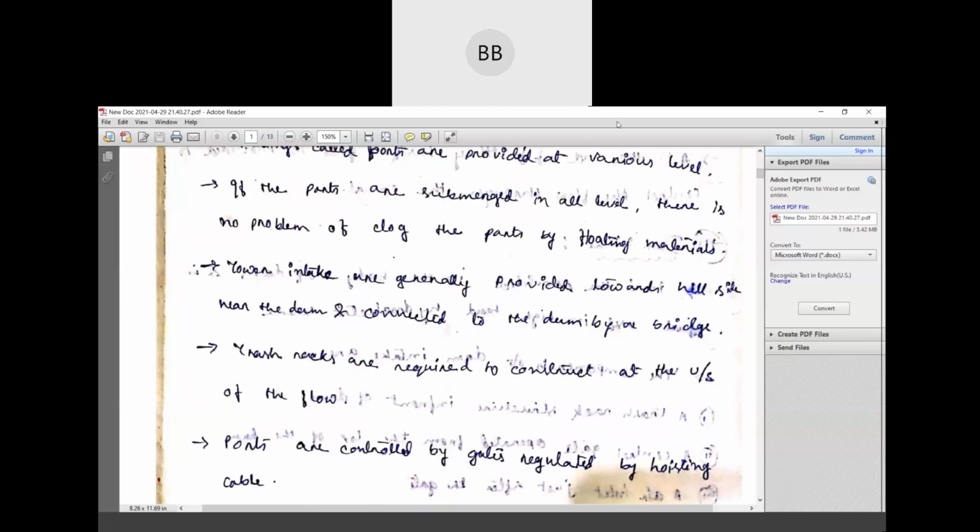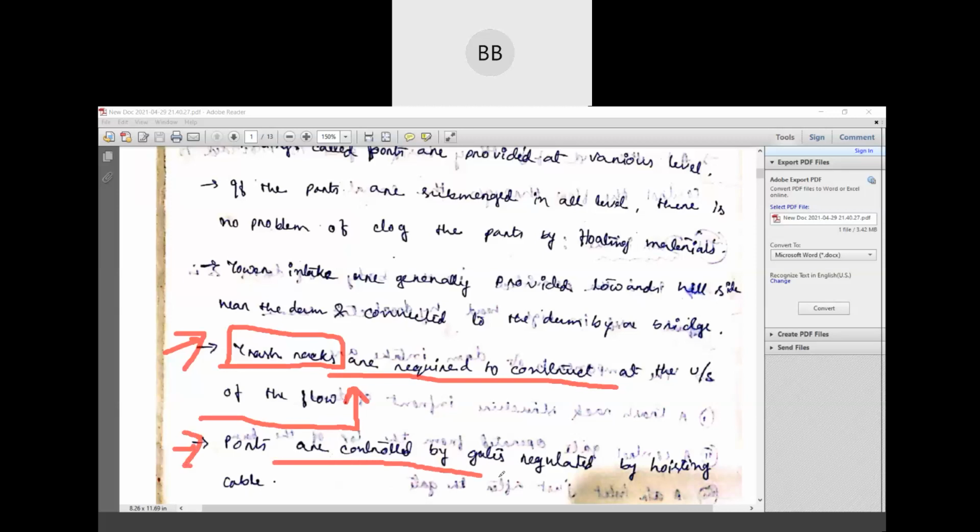Next point you write: trash racks. Trash racks are constructed at the upstream of the flow. I think you all know the purpose of the trash rack, we have already discussed it many times. And the last point: all the ports are controlled by gates, regulated by hoisting cable.